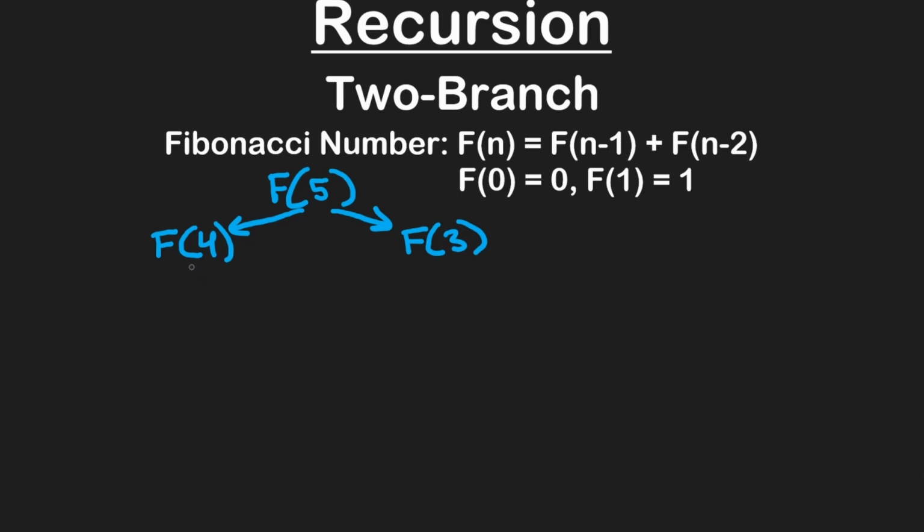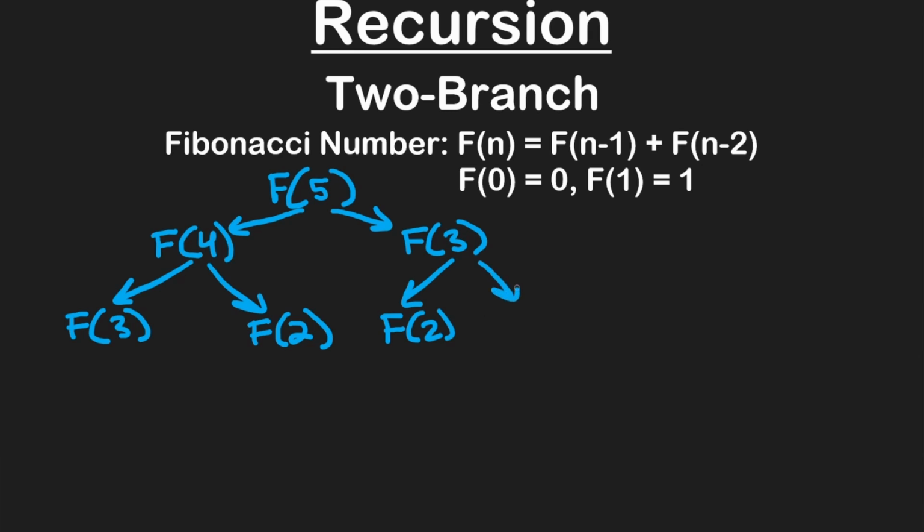This can also be broken up into a couple sub-problems. Again, n-1 and n-2. So n-1 would be 3, n-2 would be the second Fibonacci number. For this, it's going to be n-1, which is the second Fibonacci number, and n-2, which is the first Fibonacci number. Now let's continue to draw this out.